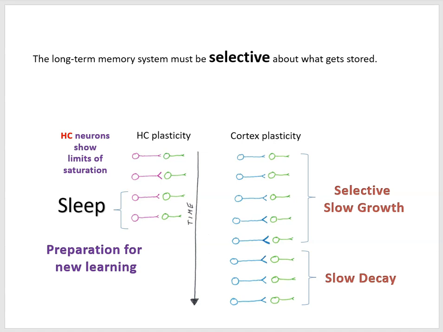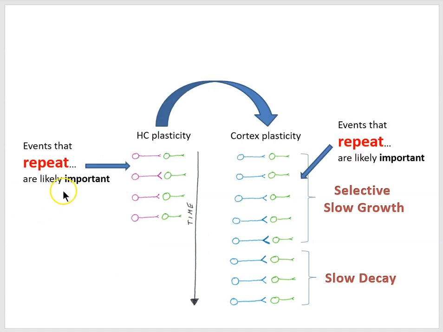Well, here's one category of events. Events that repeat are likely to be important. So if things are repeating in your life, these things are impacting your life repeatedly. And notice how that satisfies the condition for making strong synapses in the cortex. Those cortical neurons had lower plasticity. We needed multiple activations to strengthen those synapses. Well, repeating events in your life are then going to be well stored in your cerebral cortex.